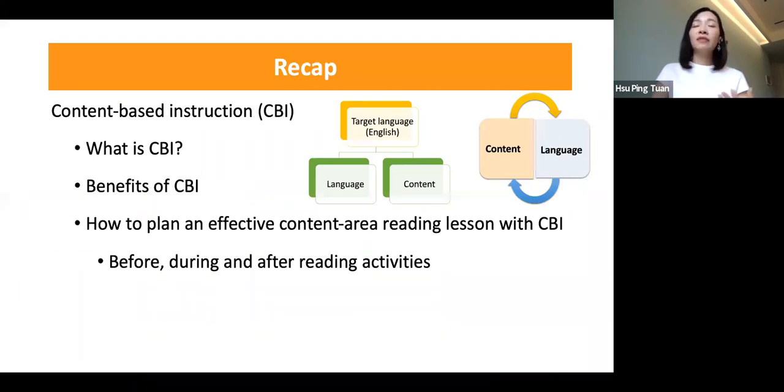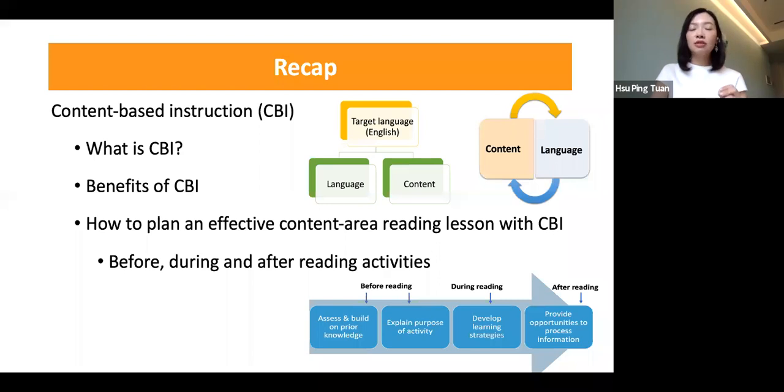And also students will even become more motivated because you will use authentic context. And usually when you teach a subject that is more related to their life, some students will become more interested. And we also talk about how we can plan an effective content area reading lesson with content-based instruction. Basically, you will need to follow some guidelines like this one. It suggests that we need to design our lesson based on appropriate learning sequences. And also I share with you some activities you can do with your students before, during, and after readings.